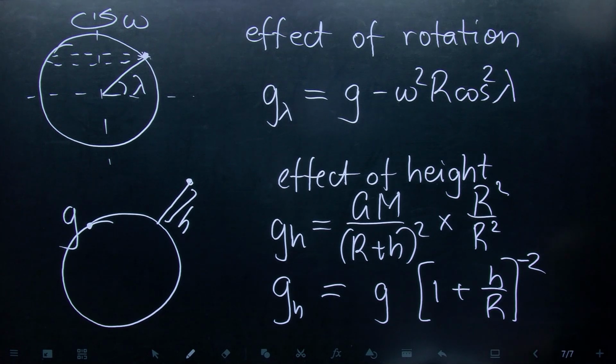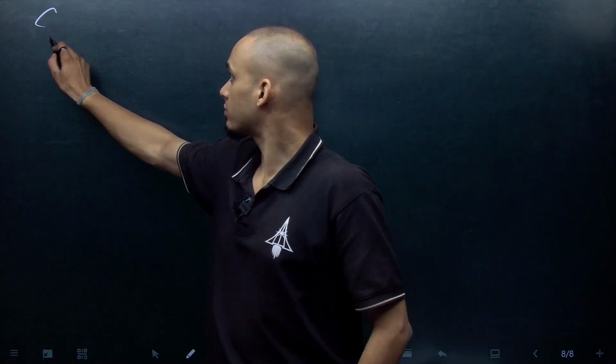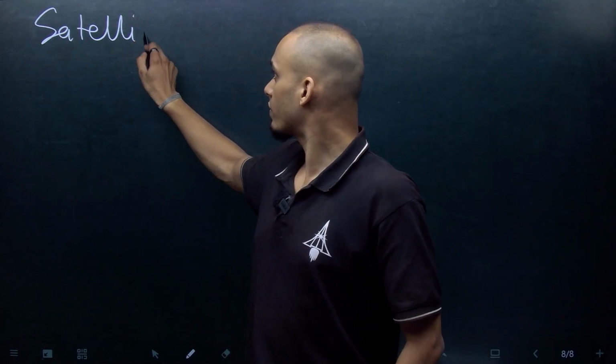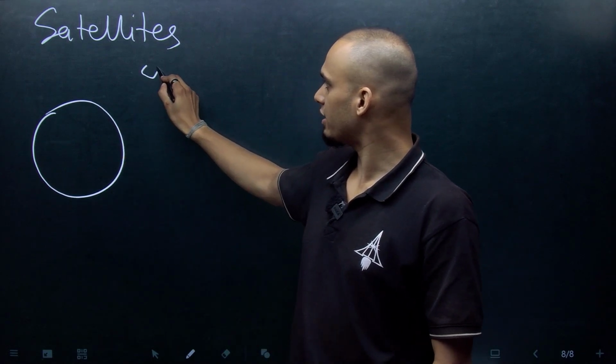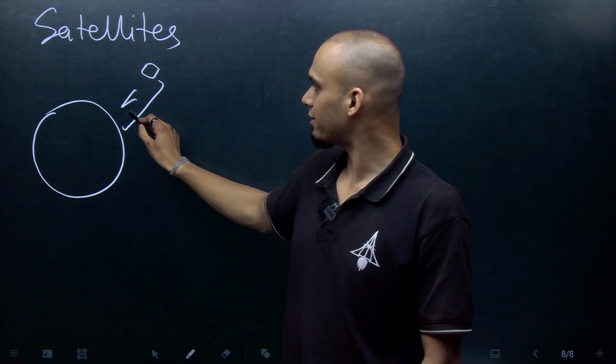And of course, even satellites orbiting the earth will experience this gravitational acceleration. By using some laws of motion and some work, power, energy, you can also calculate some properties of satellites. Let's say you have the earth over here and some satellite that is orbiting at a height of h, as usual.